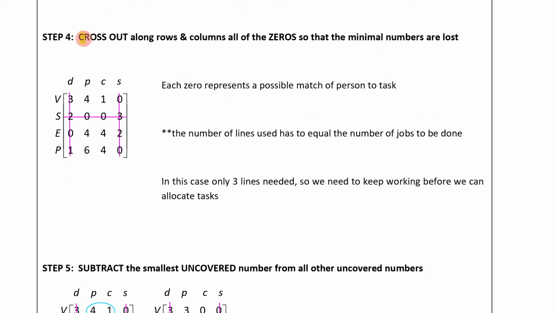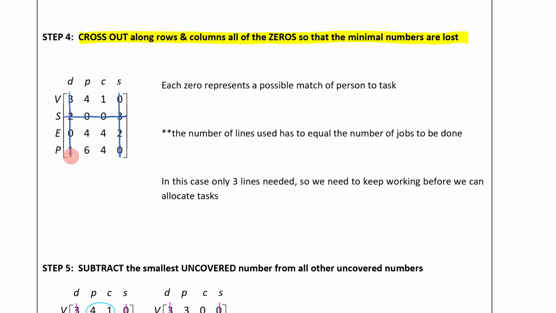We now come to step 4. Step 4 is cross out along rows and columns all of the zeros so that the minimal numbers are lost. So each 0 represents a possible match of the persons to a task. So what we want to do now is draw lines such that they cross out all the zeros in the matrix. So as you can see, I can draw through there, I can draw through there, and I can draw through there. And you want to try to do this with the minimal amount of lines possible.